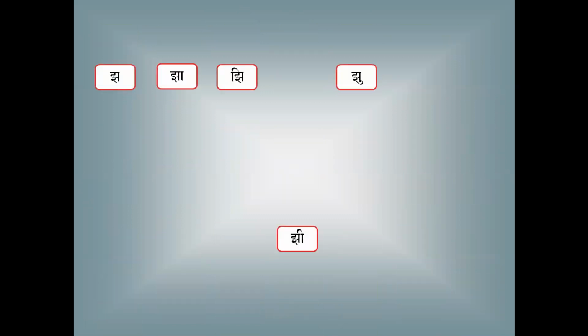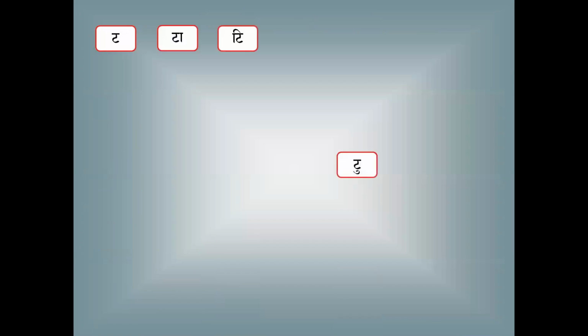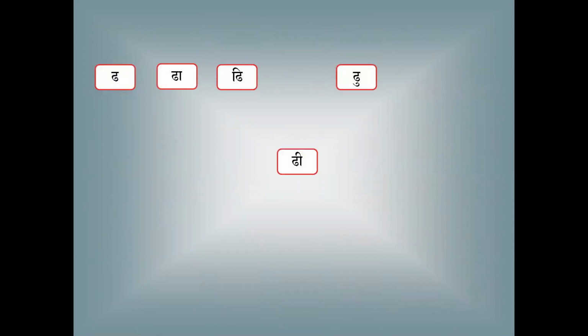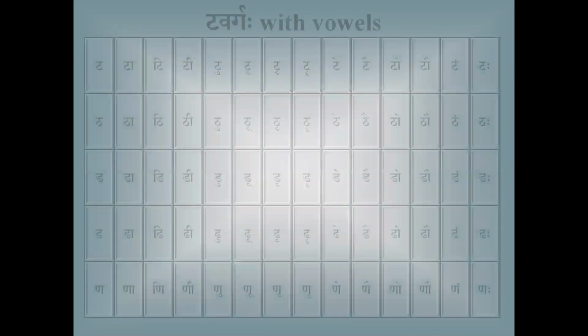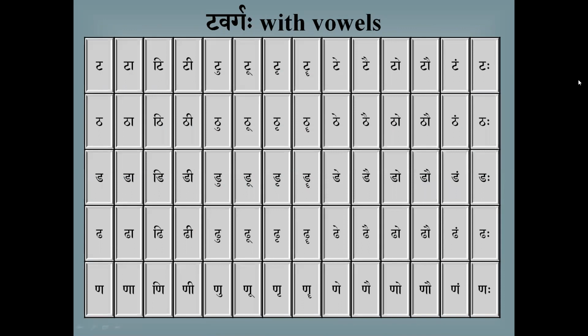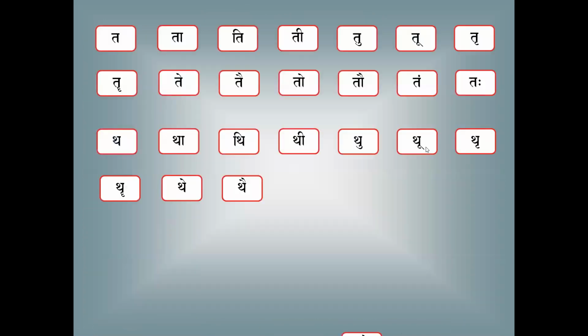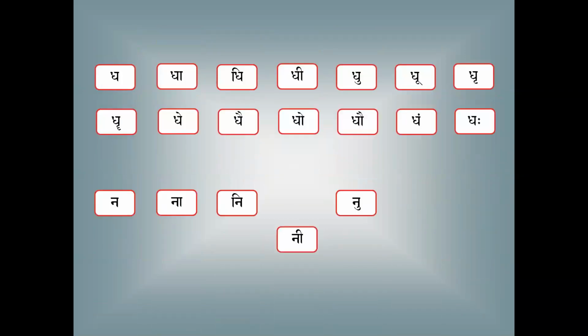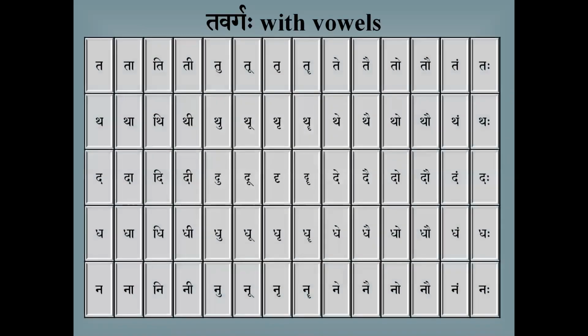Then, after the Chavarga letters, we saw the Tavarga letters, the combination of the cerebrals with the vowels. This is a summary. After that, we saw Tavarga. This is the last topic we saw in the last class, the summary of the consonant-vowel combination, Tavarga letters with the vowels. Now we will see the next class, which is Pavarga. So you will read.